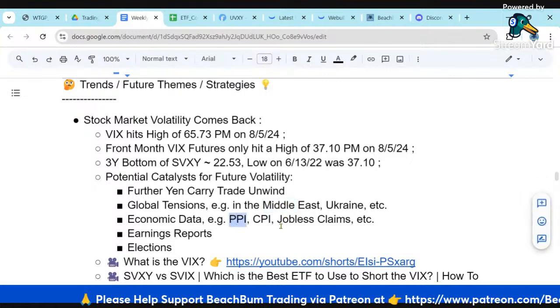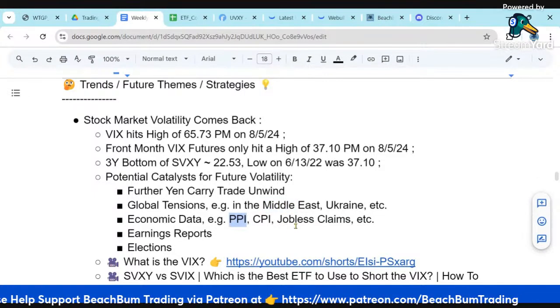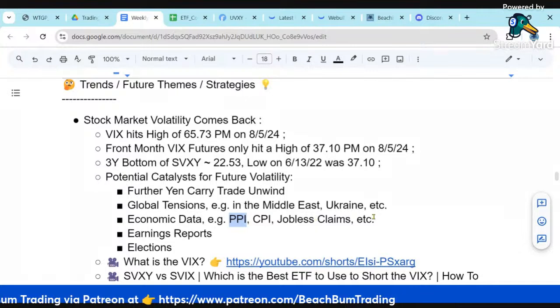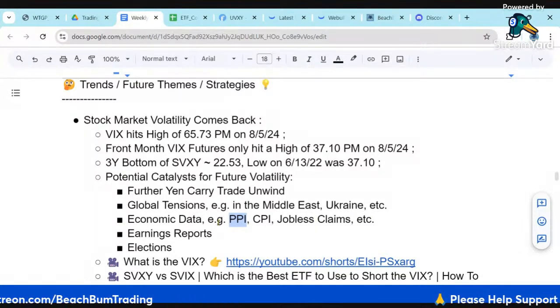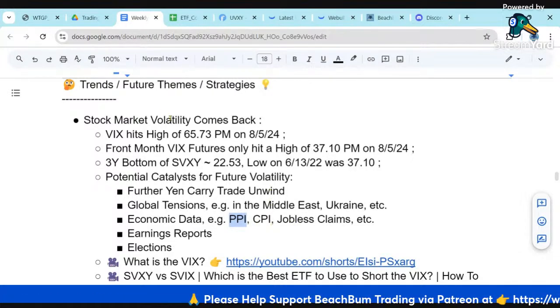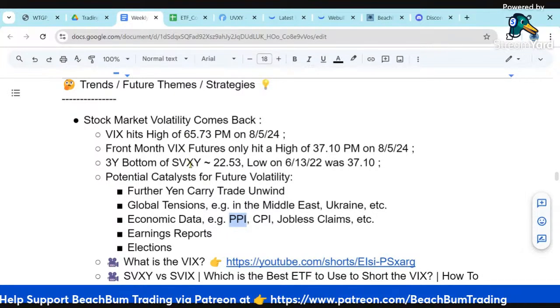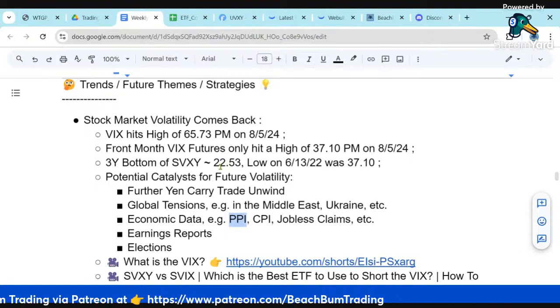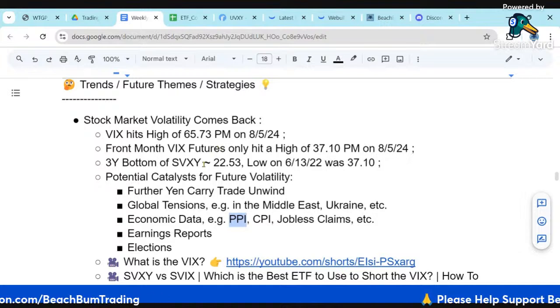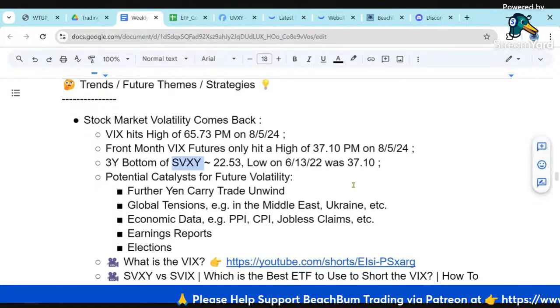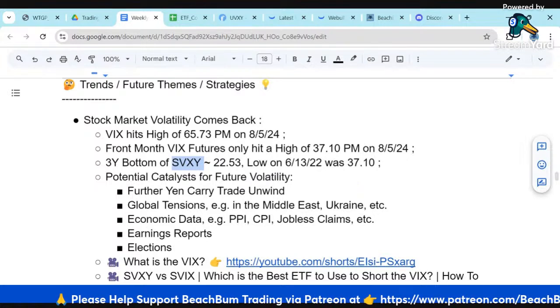Also, we've got quite a bit of important economic data coming up this week. We've got the PPI, CPI, jobless claims. So again, if any of those are outside of expectations of the market, those could spur further spikes in the VIX. But again, we saw how quickly those spikes got retraced. So again, you have to be nimble, but if you see volatility, particularly the VIX futures take off, you can long with UVXY, VXX, short with SVXY or SVOL.